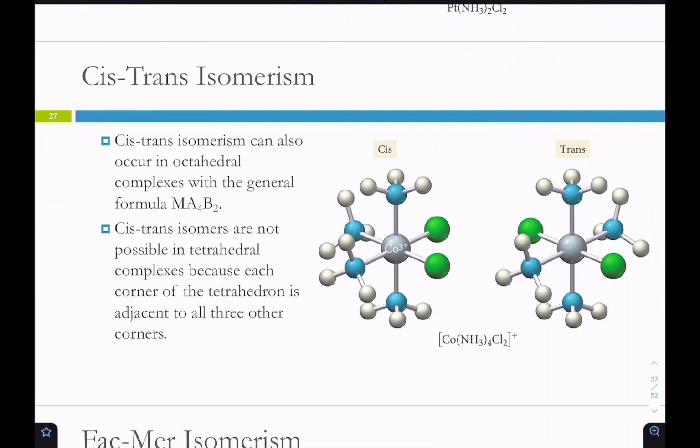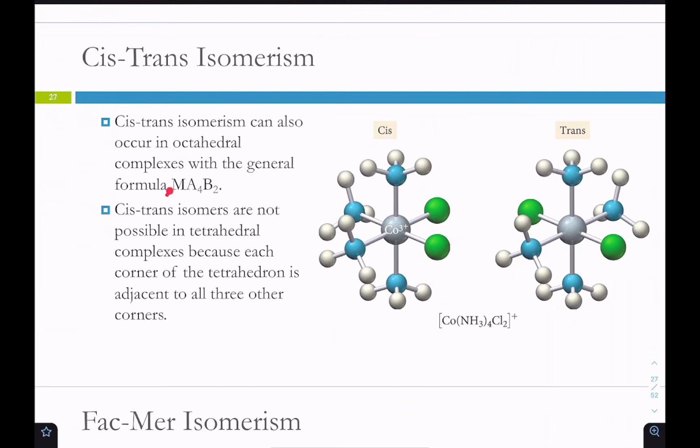So here we have cis. Again, we've got 4 of these ligands that are the same and 2 that are different. So we can have those 2 next to each other, or we could have 2 on opposite sides. Very convenient when they're colored and they're already arranged.